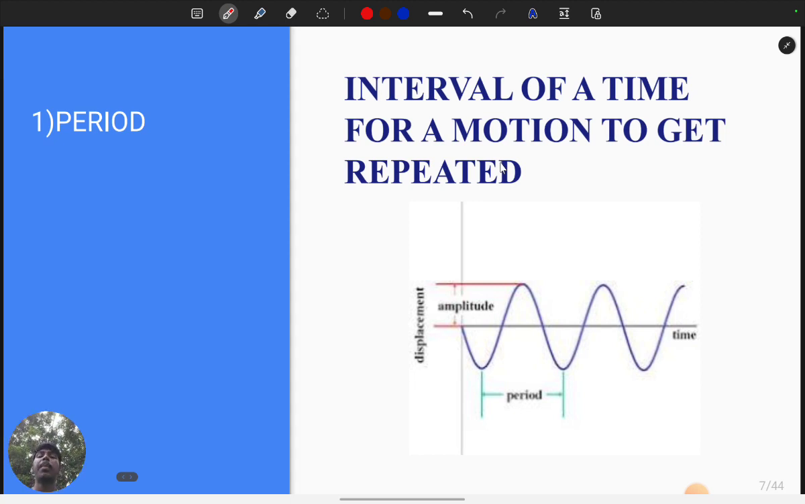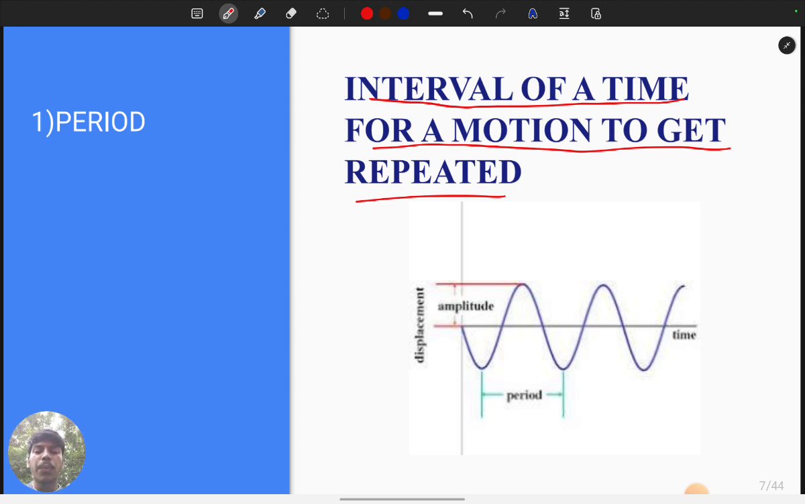Now let me explain the fundamental concepts required to understand oscillations. First, let me explain period. What is period? The interval of time for a motion to get repeated. For example, here from the mean position the graph goes up and comes down. You may see this part is repeated once again, and here once again it is repeated.